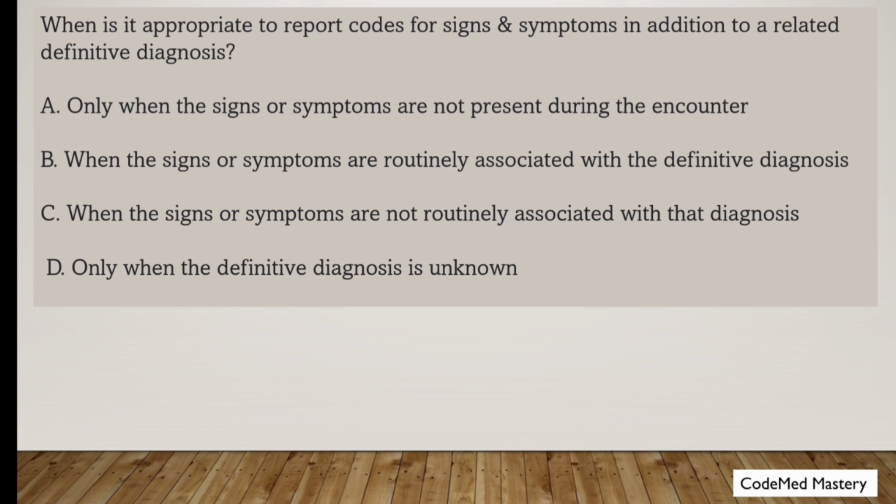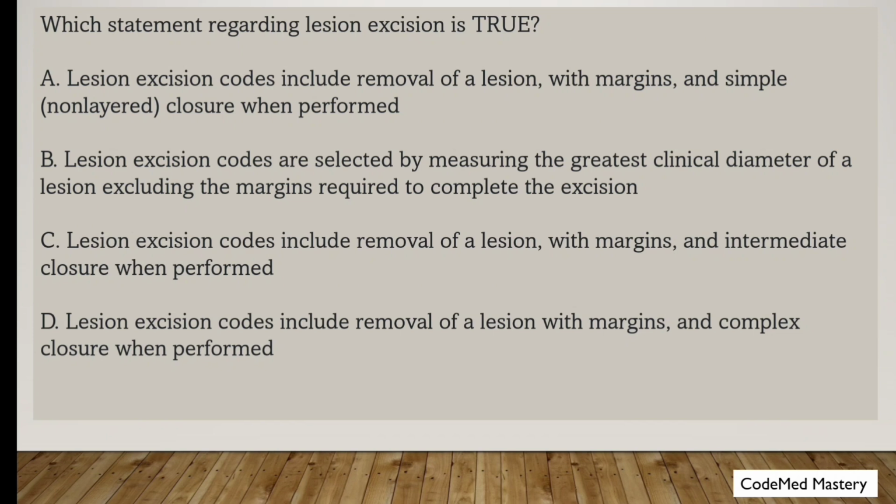And the right answer is option C, when the signs or symptoms are not routinely associated with that diagnosis. Remember that a symptom code is used with the confirmed diagnosis only when the symptom is not associated with that confirmed diagnosis. Next question. Which statement regarding lesion excision is true?